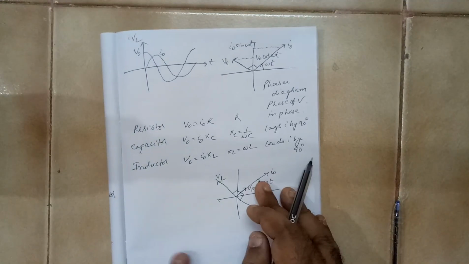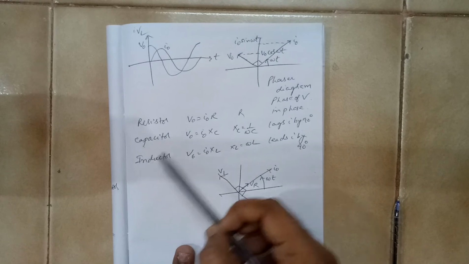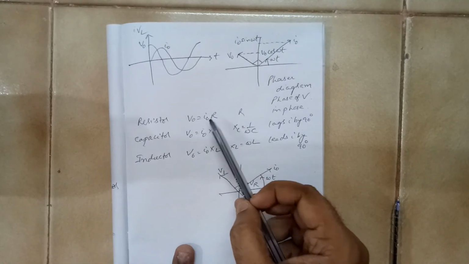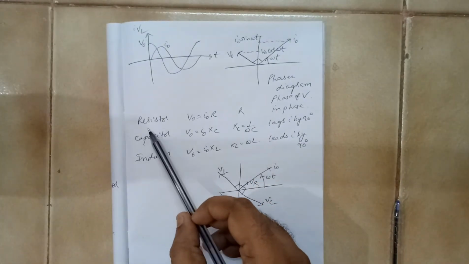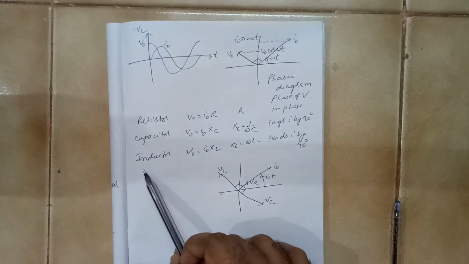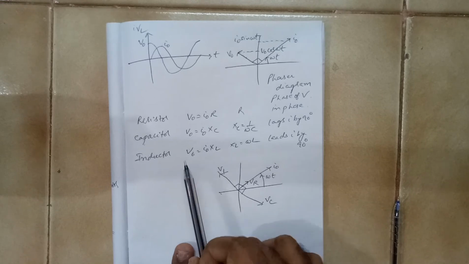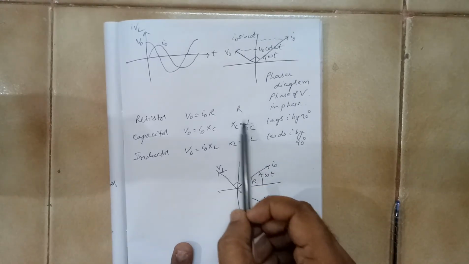So we can summarize it this way. If you take a resistor, capacitor, and inductor, how do you get the peak voltage values? You have to take the I0 and multiply with the corresponding resistance. In the case of a pure resistor, it is R. In the case of a capacitor, it is XC. In the case of an inductor, it is XL. I0 into XL will give you V0. So here, these are the resistance values we are taking.